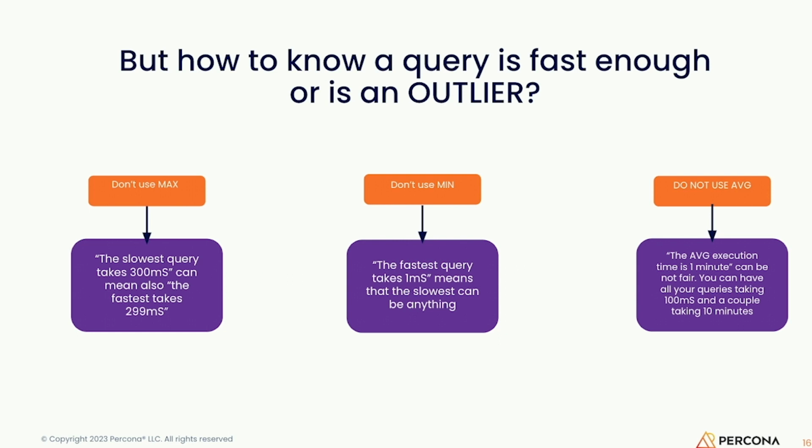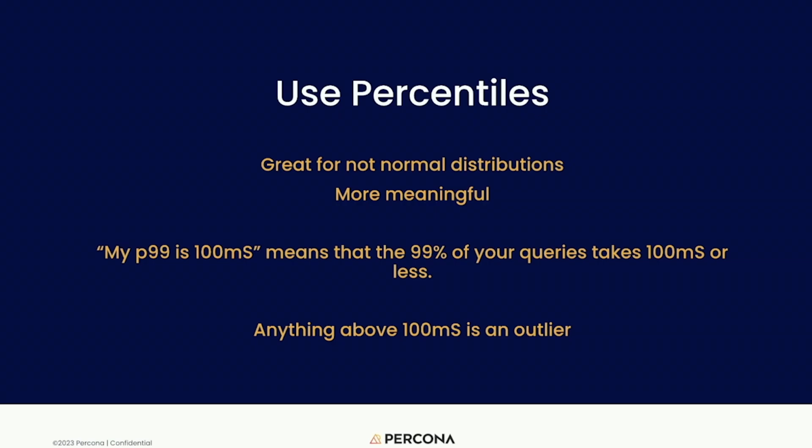So you can say the average execution time is 1 minute, and that probably sounds bad. And you say, wait, that's way too much time. It's very slow. But it could be that the majority of queries are taking around 100 milliseconds, but then you have these 2 or 3 that were queries for a report that took 10 minutes, and then your average value is completely out of range.